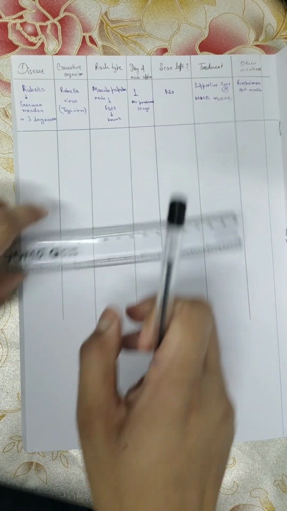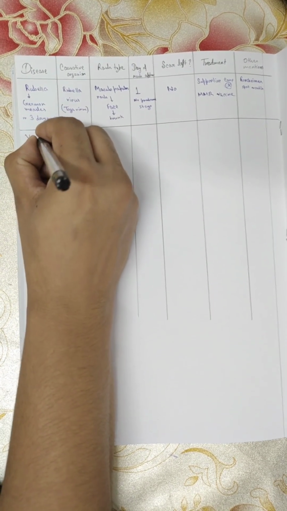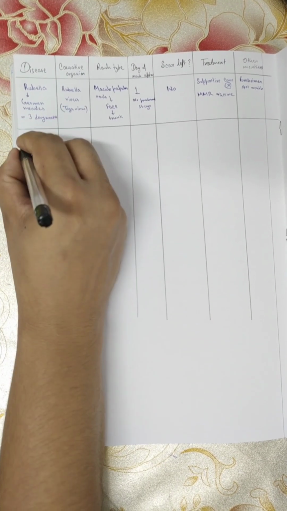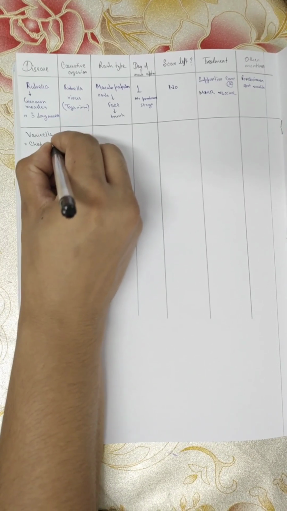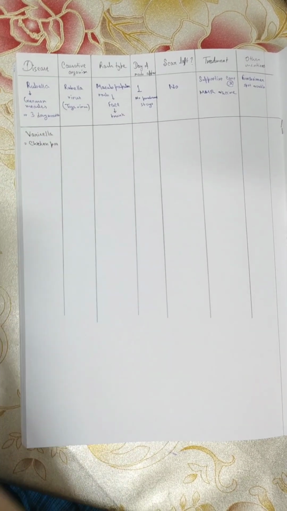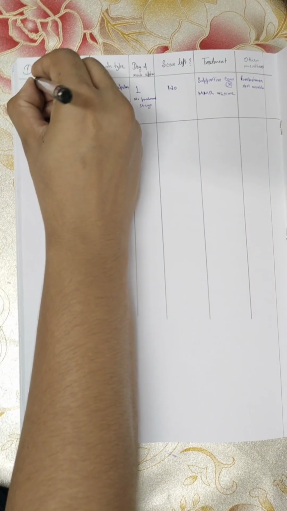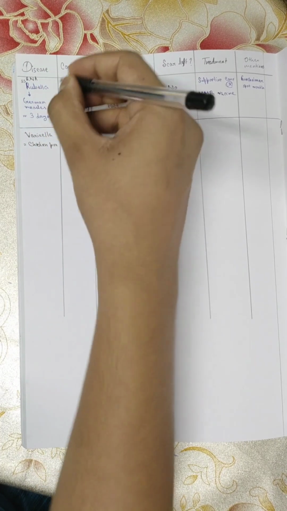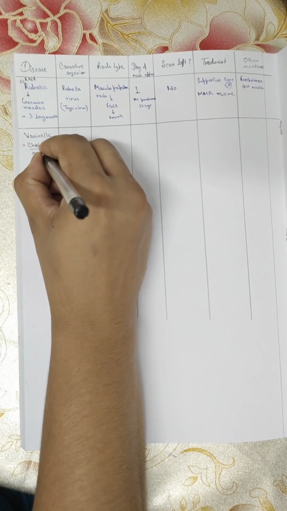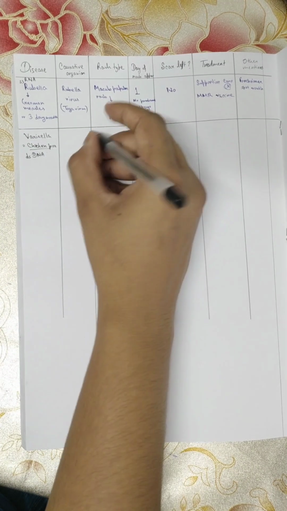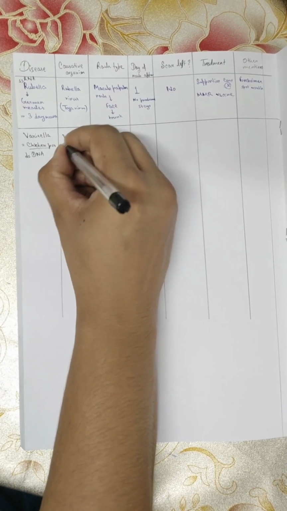Next comes varicella, which is also known as chickenpox. By the way, rubella is an RNA virus, and obviously RNA is single-stranded. Here it is chickenpox, so it is a DNA virus and double-stranded. So varicella zoster virus.